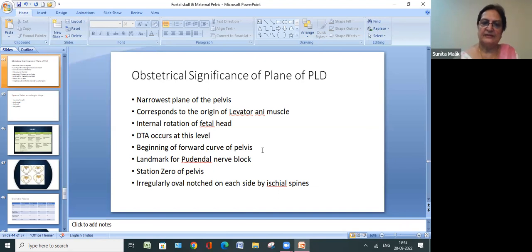Zero station of the pelvis is also at the ischial spines, and it is irregularly notched on each side by the ischial spine. The pelvis becomes narrow because of those pointing ischial spines.